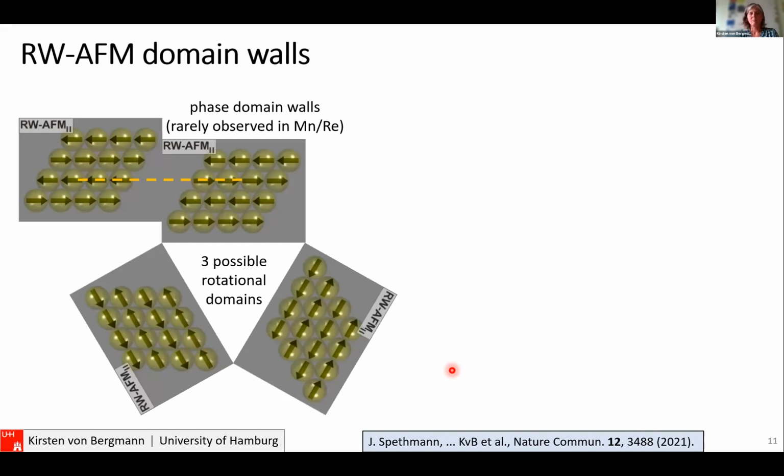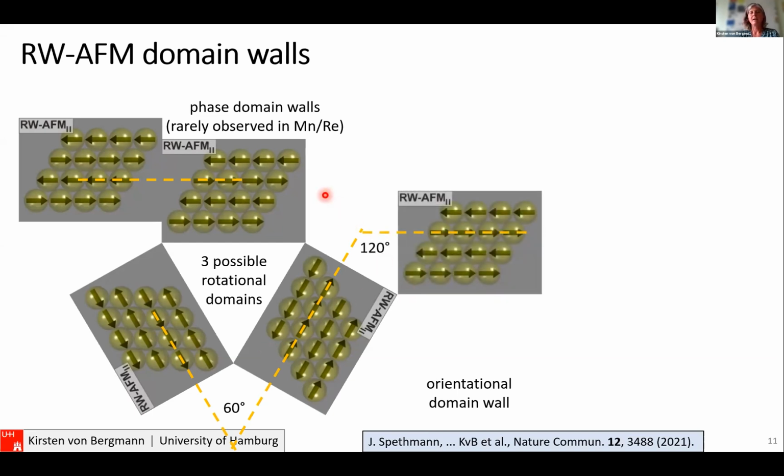And in this case, we can, for example, see the wall connecting these two rotational domains, and then there's an angle of 60 degrees between the quantization axes of these two adjacent rotational domains. Or we can have a wall in this direction, which is very symmetric, but then the quantization axes have an angle of 120 degrees between them. So these are somewhat orientational domain walls, and we want to study them in a little bit more detail.